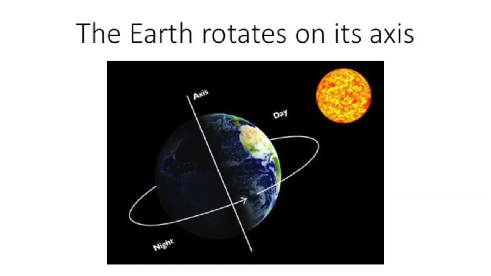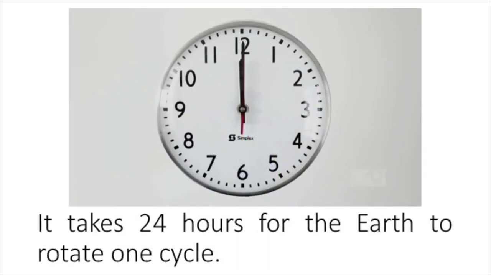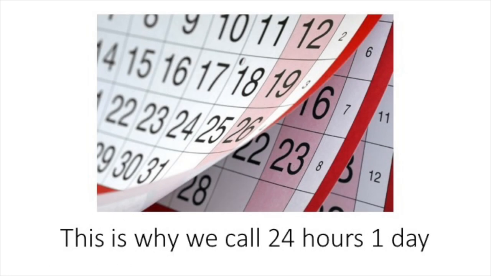The Earth rotates on its axis. Yes. You see this central line here? That's an imaginary line that goes straight through the Earth. And what happens is the Earth rotates on its axis once per day. It takes 24 hours to rotate, which is why we count 24 hours as a day. So we can say it takes 24 hours for the Earth to rotate one cycle. This is why we call 24 hours one day.